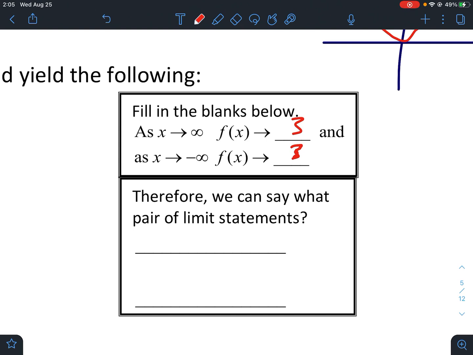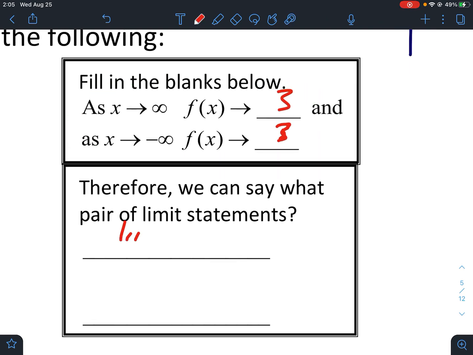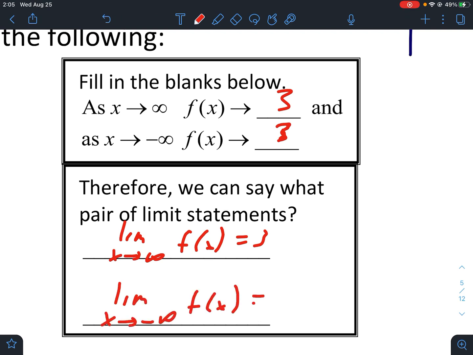So what can we say about the limits here? If we converted this into limit notation, we would say the limit as x approaches infinity of f of x is 3. And the limit as x approaches negative infinity of f of x is 3.